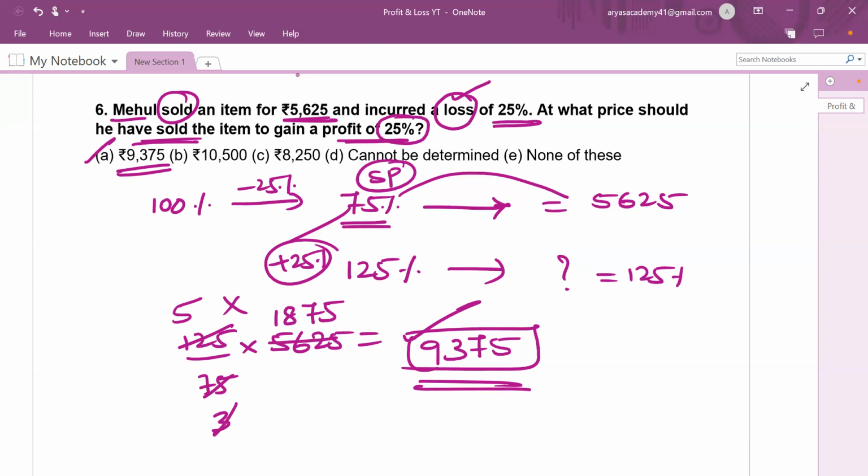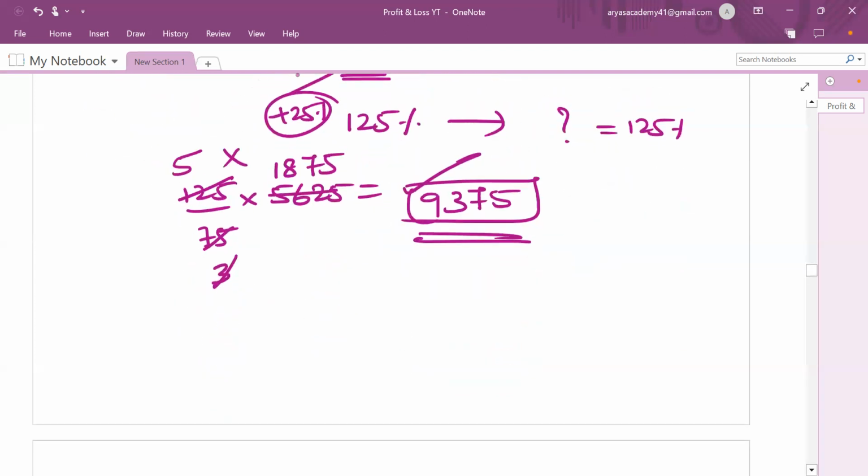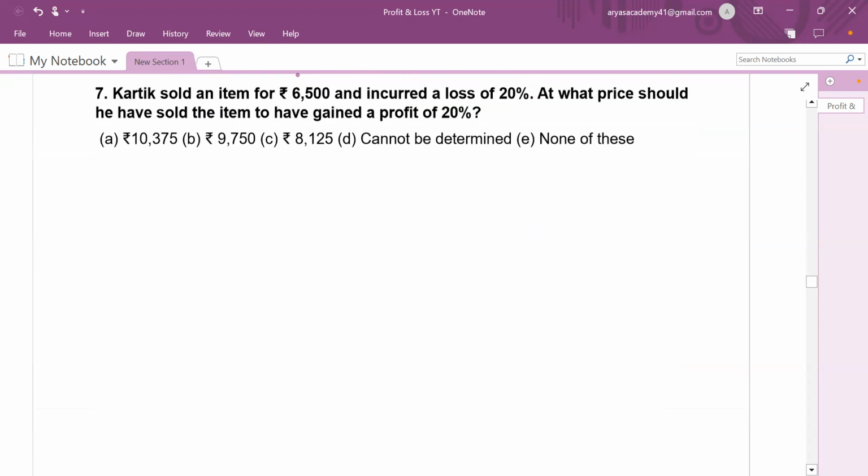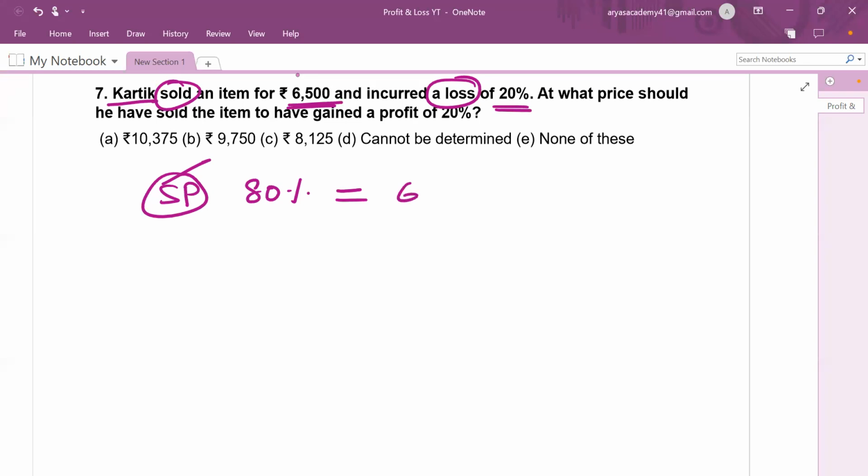Okay, so hope you got the conceptual clarity by now, because we are solving almost very similar kinds of questions, right? Question number 7. Karthik sold. Again, they're talking about selling, right? Karthik sold an item for 6,500, and while doing so, he got a loss of how much? 25%. So if it is a loss, now I'm straight away writing the values, because you would have got an idea by now. 20% loss means obviously he has sold it for 80%.